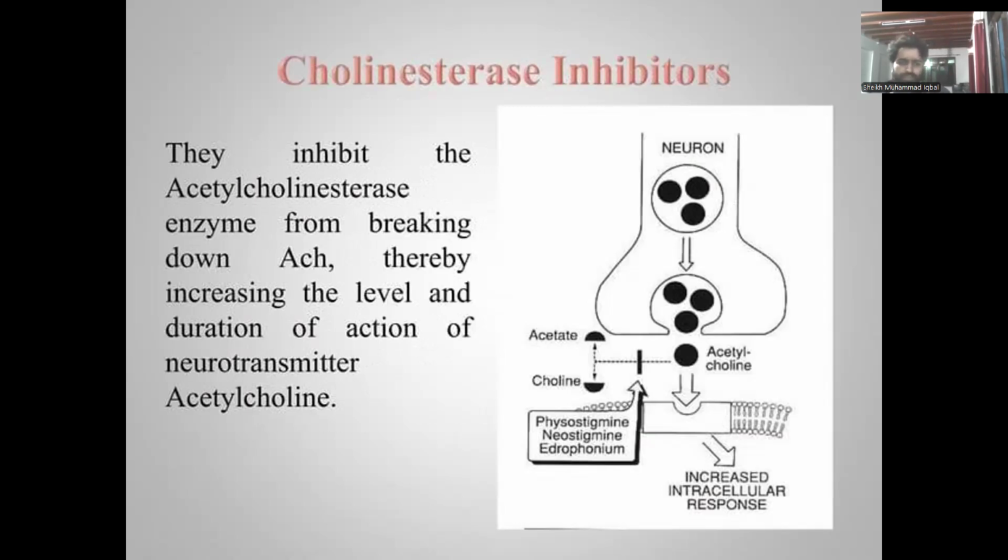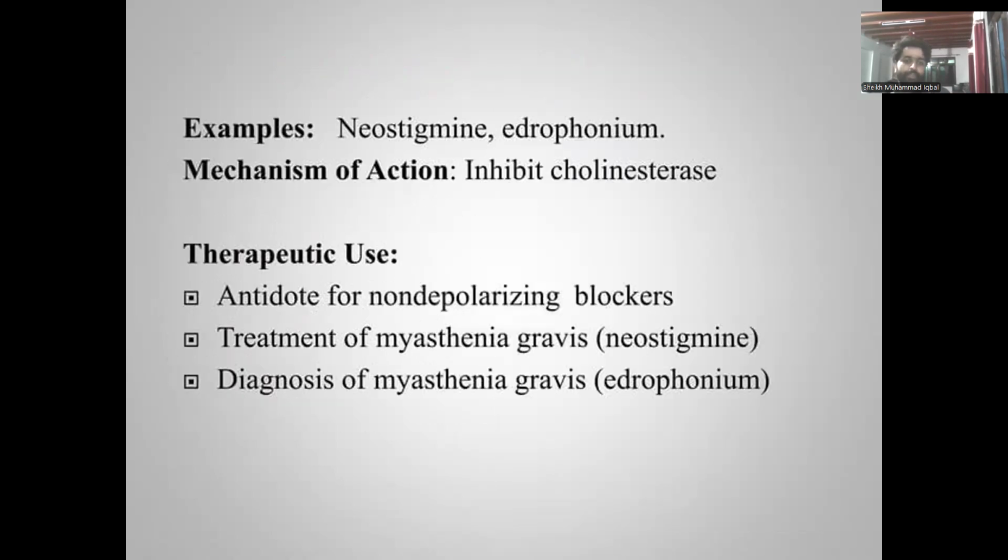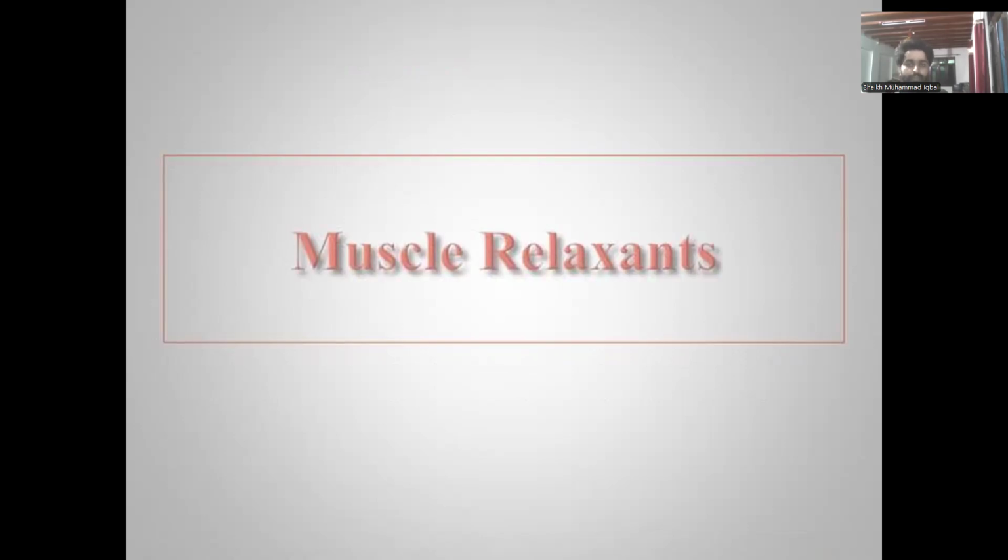Now we come to cholinesterase inhibitors. These are drugs which inhibit the action of cholinesterase, the enzymes which hydrolyze acetylcholine in the synapse. They inhibit cholinesterases, for example neostigmine. The therapeutic use is as an antidote for non-depolarizing blockers, because those block the action of acetylcholine, so we can counter them by increasing acetylcholine. In myasthenia gravis we use neostigmine, and we also use edrophonium for the diagnosis of myasthenia gravis. I think we are done with the part on muscle blockers.